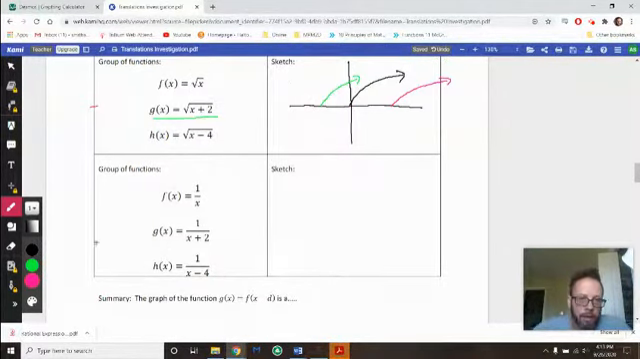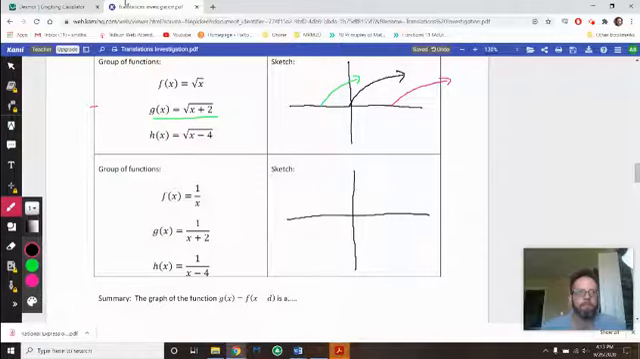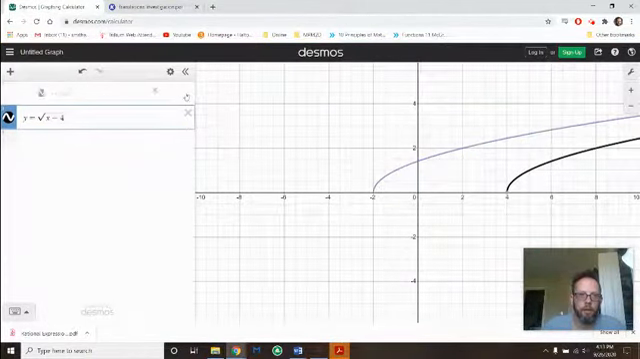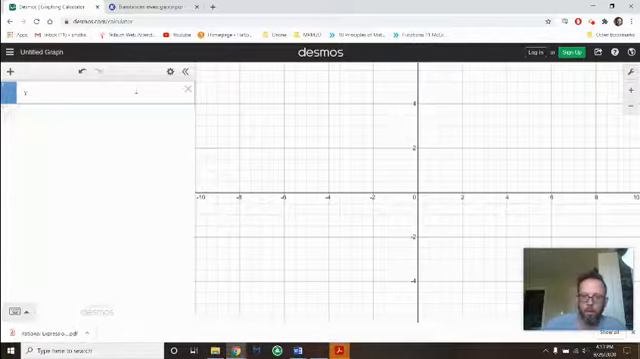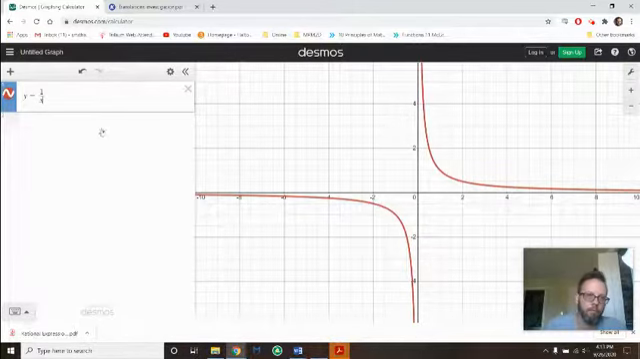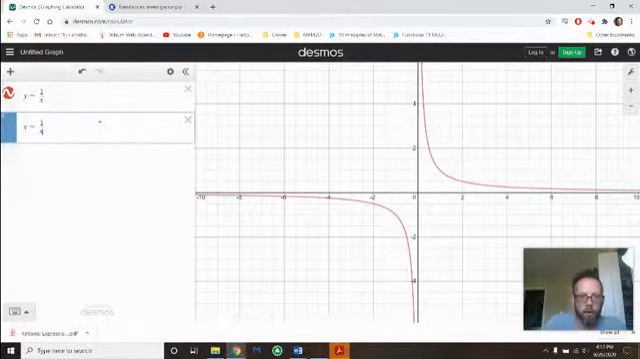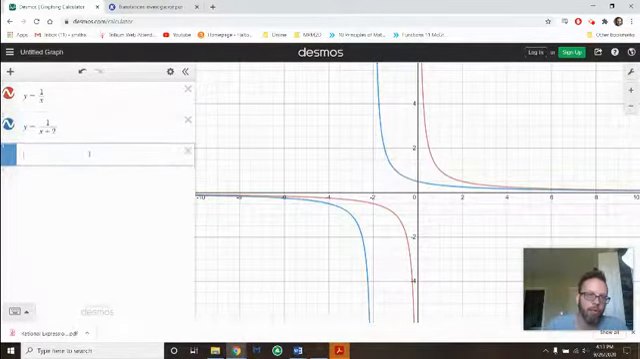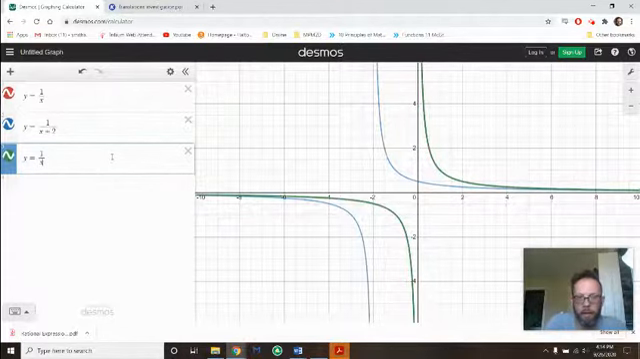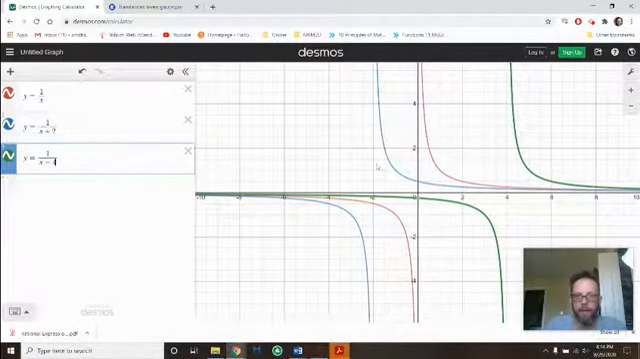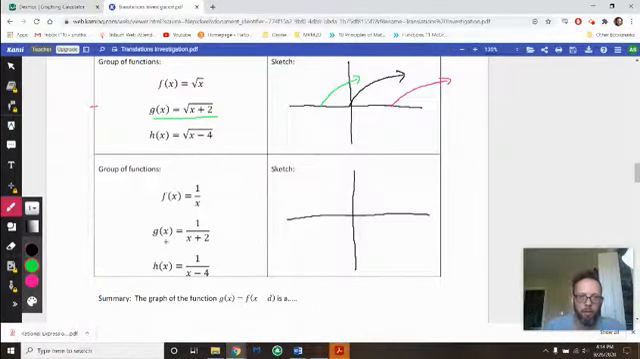And finally, let's look at the rational function. Clear these. Y equals 1 over x. Y equals 1 over x plus 2. This time we're adding 2 directly off the x. Y equals 1 divided by x minus 4. And did the same thing happen? It did. The red is our original. The blue is x plus 2, and you can see it has shifted to the left, consistent with what we just saw above. I guess I should draw the basic one.